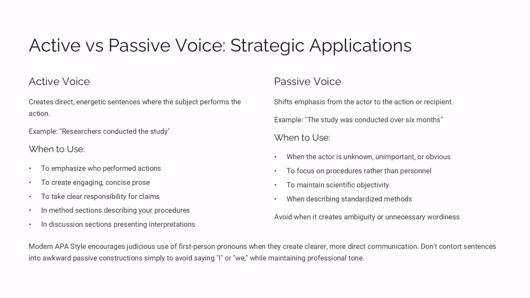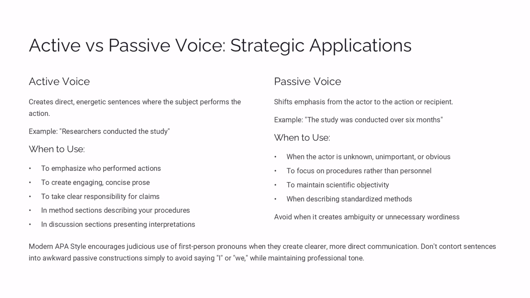Use active voice when you want to emphasize who performed actions, when you want to create energetic and engaging prose, and when you want to take clear responsibility for claims or procedures. Active voice works particularly well in method sections when describing your research procedures, and in discussion sections when presenting your interpretations and conclusions.